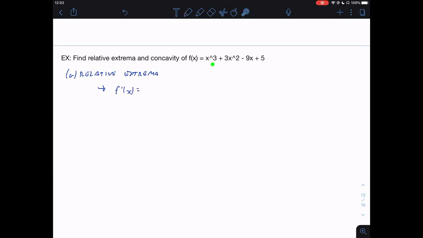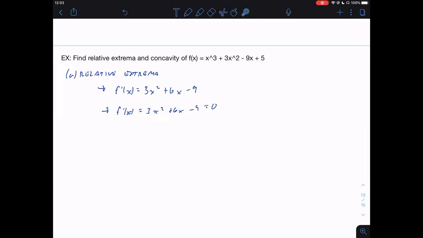All right, so the derivative of x cubed is 3x squared, plus the derivative of 3x squared: bring the power down, multiply the coefficients, decrease the power by 1 to give us 6x. And the derivative of negative 9x is just negative 9. Okay, so now set the first derivative equal to 0. So f prime of x, again our first derivative was 3x squared plus 6x minus 9. Set this equal to 0.